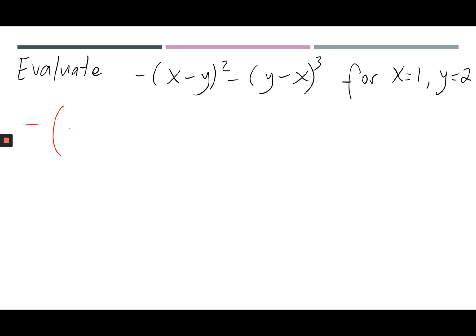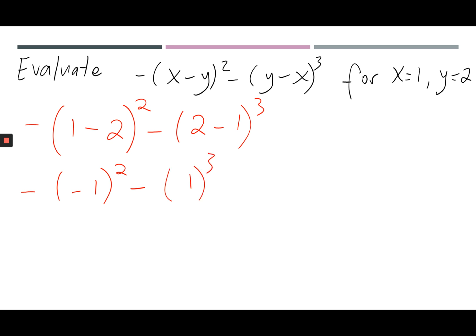Negative x is 1, y is 2 squared. Negative y is 2, x is 1 cubed. All right. Negative 1 minus 2 is -1 squared, minus 2 minus 1 is 1 cubed. -1 times itself is +1. So negative comes from the question, +1 here. Minus 1 cubed is 1 times 1 times 1, which is 1. -1 minus 1 is -2.